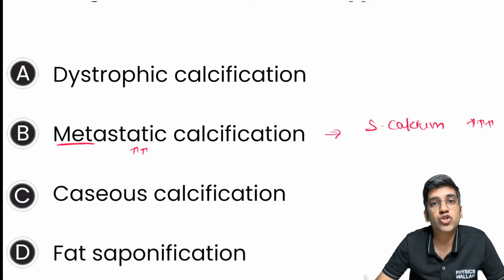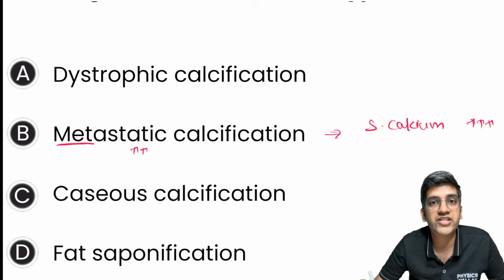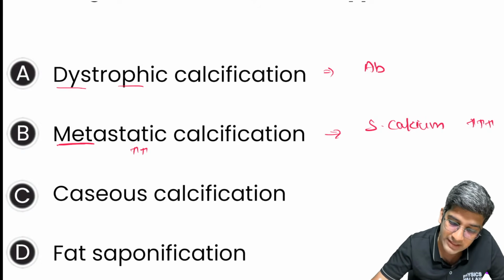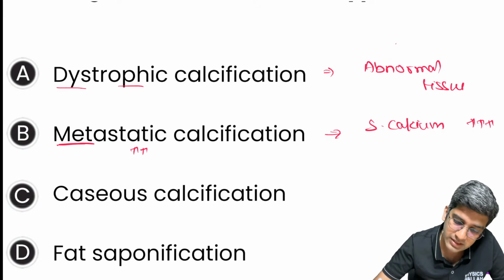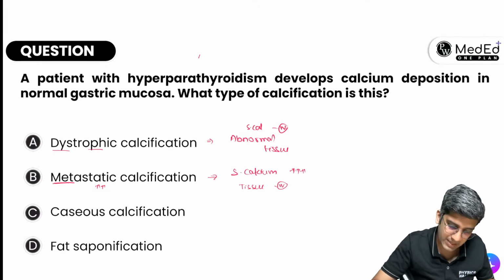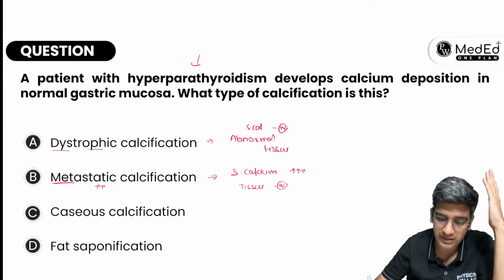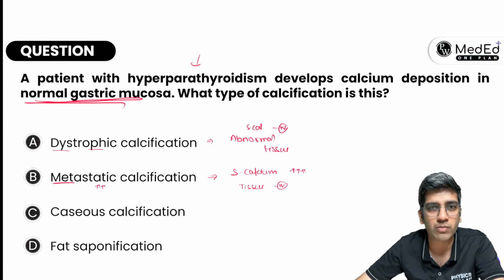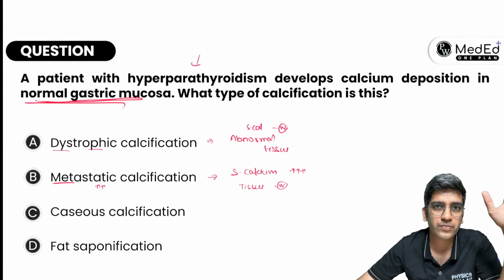Fine. Dystrophic. Dys means abnormal. Dysphagia, dyspnea, dysmenorrhea, right? This means abnormal. Here, in dystrophic, there will be abnormality in the tissue. The tissue is abnormal here, but serum calcium is normal. In metastatic, serum calcium is elevated, but the tissue is normal. If you look at the question now, the patient has hyperparathyroidism, so definitely serum calcium will be elevated. And deposition of calcium in the normal gastric mucosa means tissue is normal. Undoubtedly, it's a metastatic calcification.